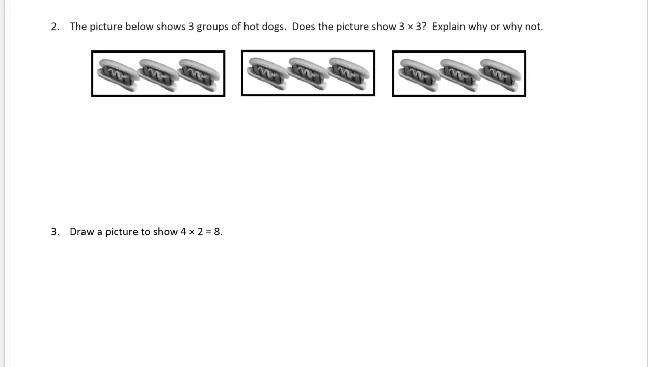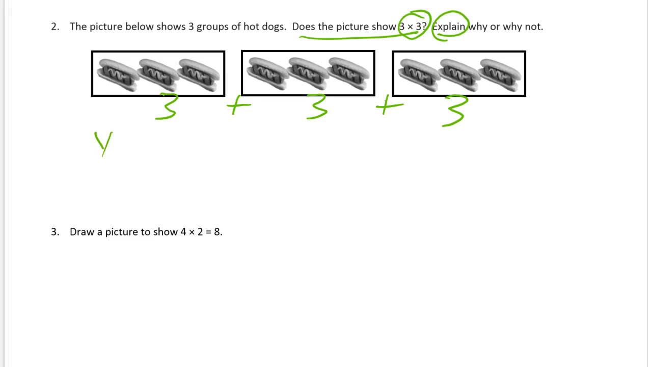Problem number 2. The picture below shows 3 groups of hot dogs. Does the picture show 3 times 3? We have to answer that first, and then we have to explain why or why not. You have to have the answer and the explanation to answer this. So 3 groups of hot dogs, and we see there's 3 in this group, there's 3 in this group, and there's 3 in this group. If we're going to multiply, that's repeated addition, we have to be adding the same number again and again. So the groups have to be equal size. They're all groups of 3, so the groups are all equal. And we have 3 groups, so it does show 3 times 3.